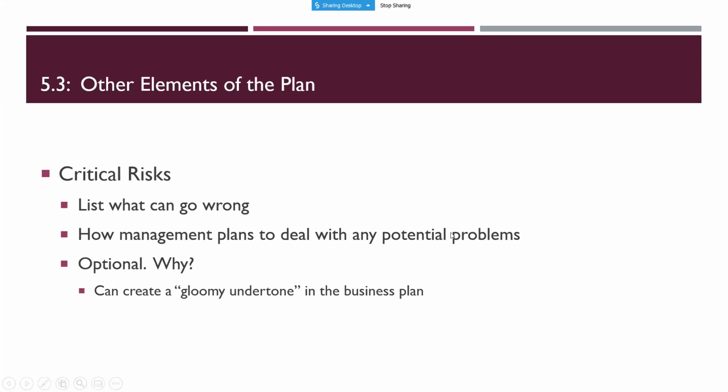So other elements of the plan are, you can list critical risks that could be inherent in the business. And you've got to be kind of careful doing this in a business plan, because if you come up with too many critical risks, things that can go wrong, you lose your investor. Because they go, well, I don't want to do this. So it is optional. And the reason why is it can create a gloomy undertone. And that gloomy undertone is per the book.